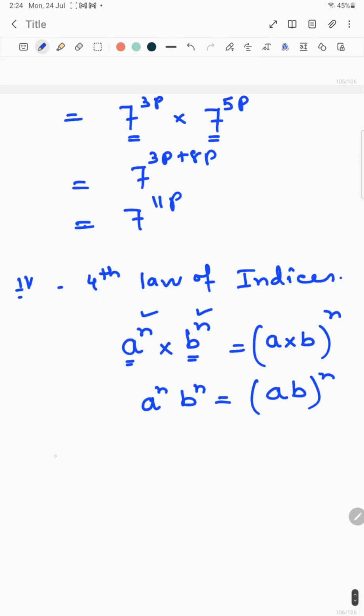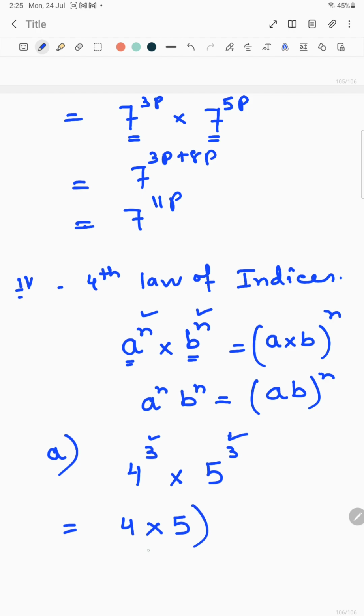We can understand this with the help of an example. If you have 4 raised to power 3 times 5 raised to power 3, the bases are different but the power is the same. So you can write 4 times 5 whole raised to power 3. So it means you can write 20 raised to power 3.